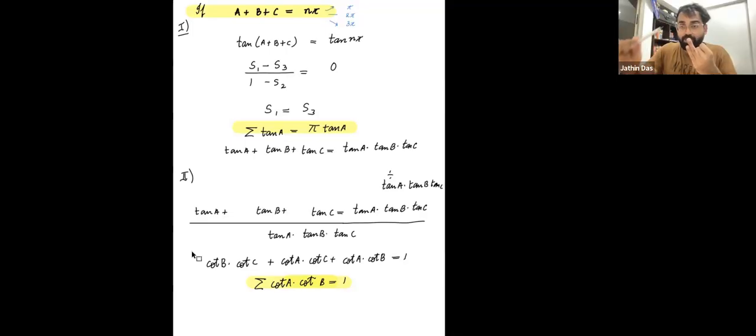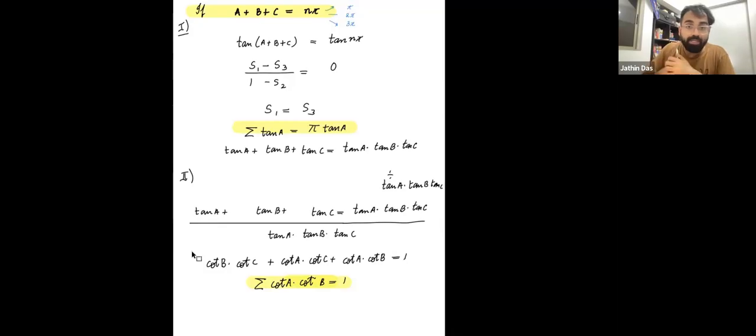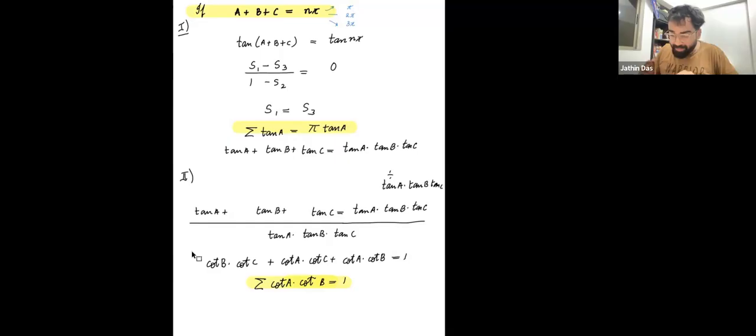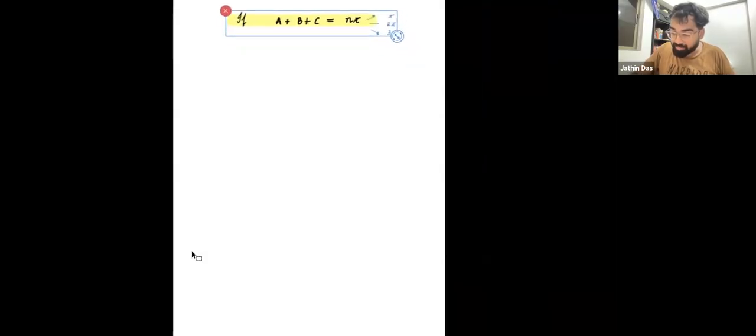Cot A cot B plus cot B cot C plus cot A cot C is 1. That's it. The condition is the same: A plus B plus C is n pi. I have not put odd multiples of pi by 2 yet. That is different, that's for tan. If tan's S2 is 1, then this condition. But if cot's S2 is 1, that means it is still A plus B plus C is n pi. Till here clear? Now I'm playing, and still the condition is the same. Listen very carefully. The condition is the same.